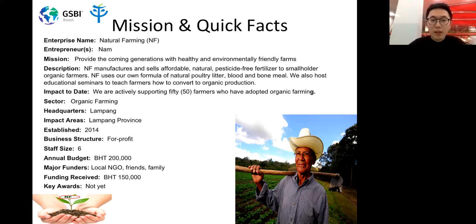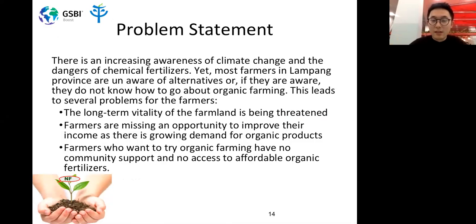For the first slide, it's really about the mission. What they really want to do is provide the coming generations with healthy and environmentally friendly farms. So that can be a really very powerful statement that can lead into the next slides. So I will very quickly go through it.